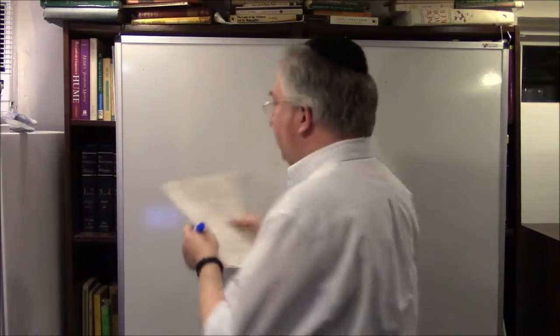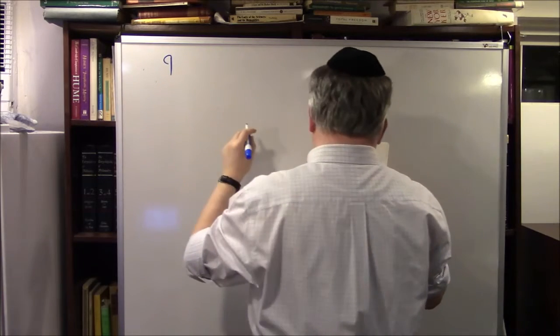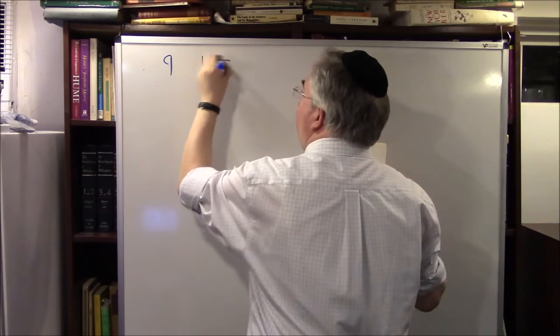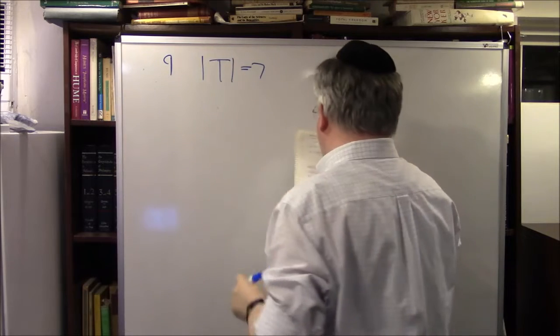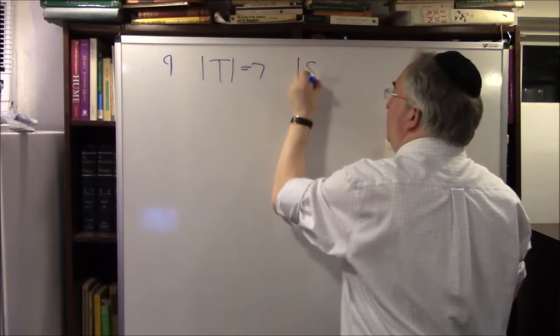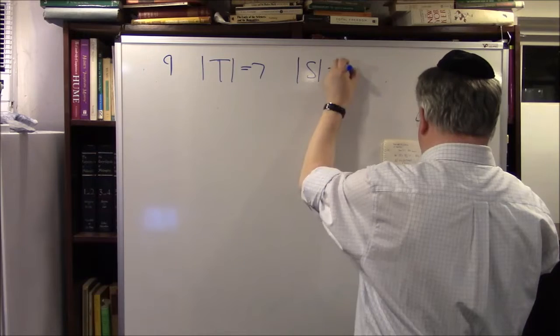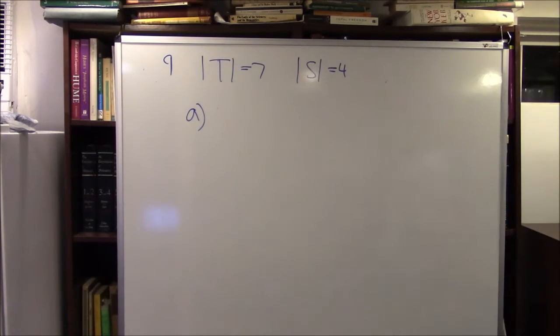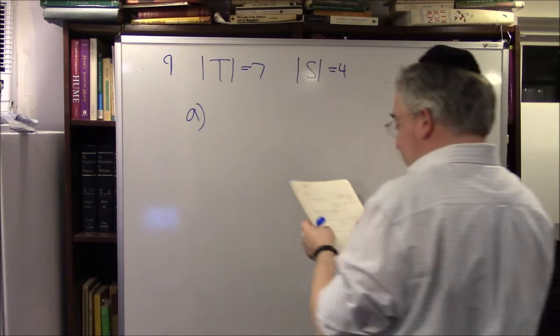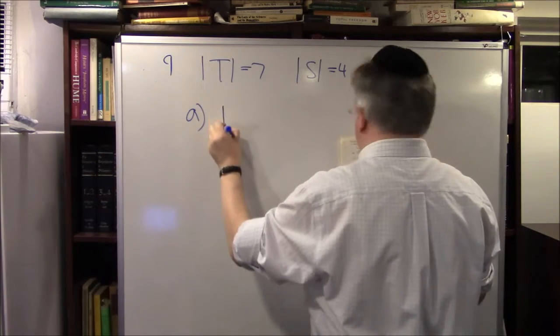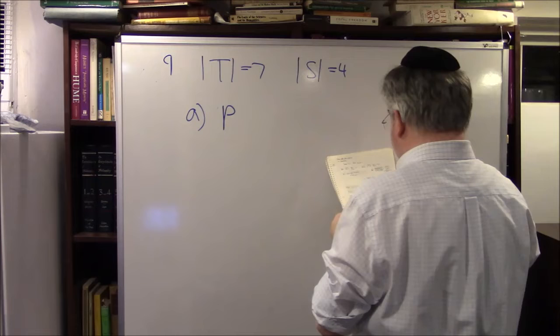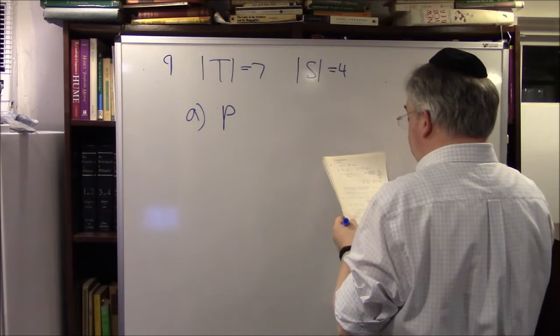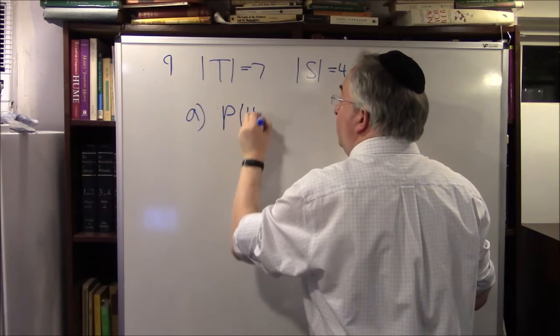Number 9 is as follows. T has 7 elements, S has 4 elements. A: how many one-to-one functions are there from T to S? The answer is P of 4, 7.